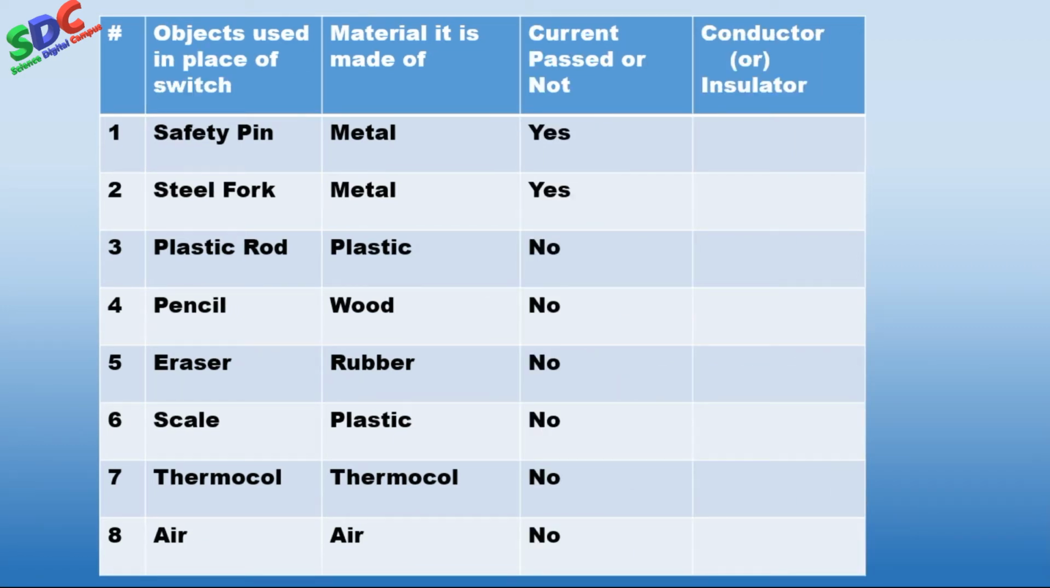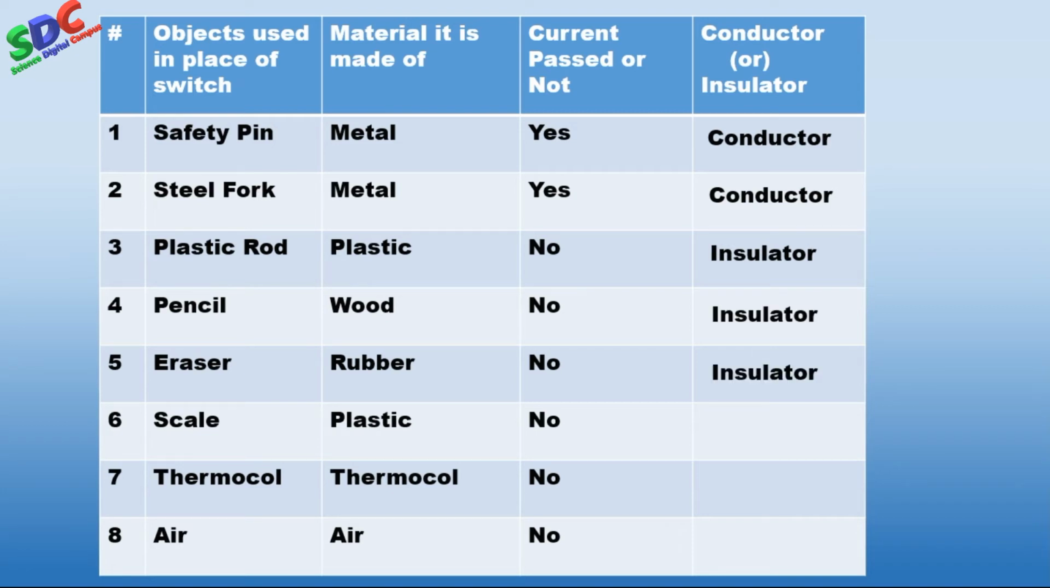Here, in the first case, we used a safety pin. As the safety pin is a metal, the light glowed. So here the safety pin is a conductor. And in the second case, we used a fork. The fork is a metal, so it is allowing current to pass through it. So here the fork is a conductor. When we use plastic, pencil, eraser, scale, thermocol and air, all these are insulators. In the sense, these materials will not allow current to pass through them.